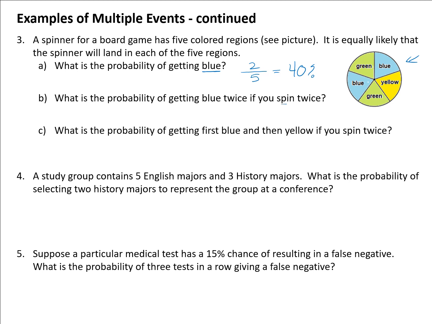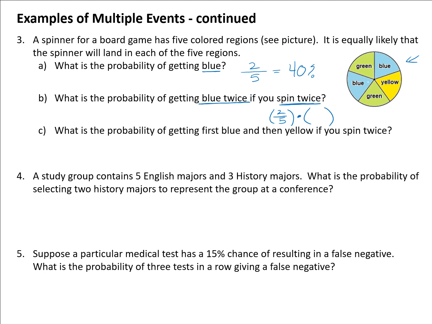But what if you spin twice? So if we spin twice, what's the chance we get blue both times? So if we spin twice, we're going to multiply 2 probabilities for getting blue. Well, let's think about the first spin. In the first spin, you've got 2 out of 5 chance of getting blue. In the second spin, has anything changed about our spinner? No, the spinner is exactly the same. The spinner doesn't change as you spin it.